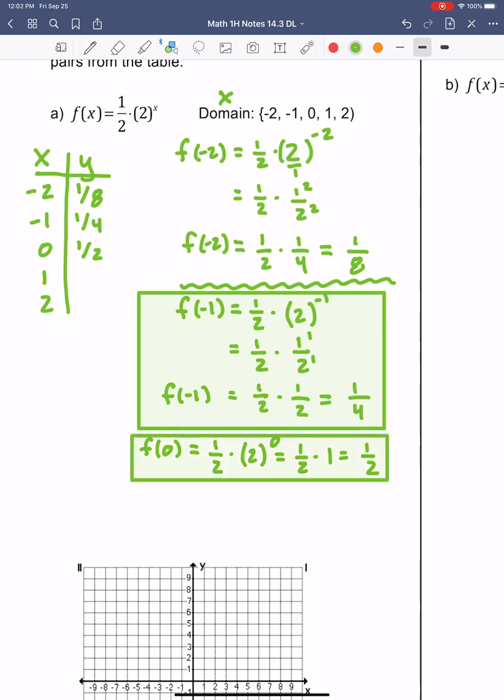We need f of 1. So this is going to be 1/2 times 2 to the first, which is the same thing as 1/2 times, well, 2 to the first power is just 2. Notice I don't have to flip this one, right, because it's a positive exponent, so I don't have to flip it. I only have to flip it with negative exponents. And then we know that 1/2 times 2 is just 1.